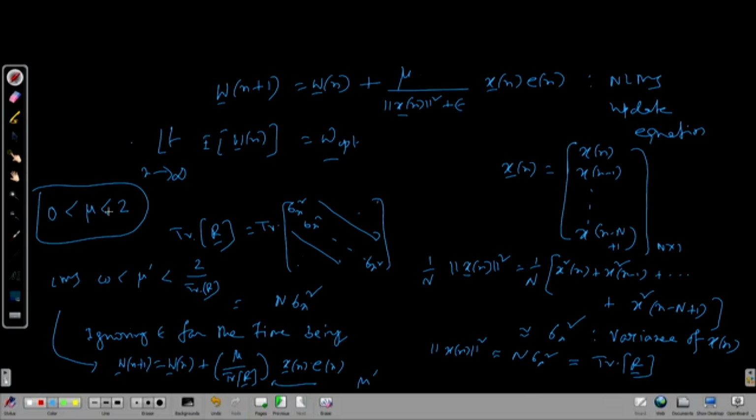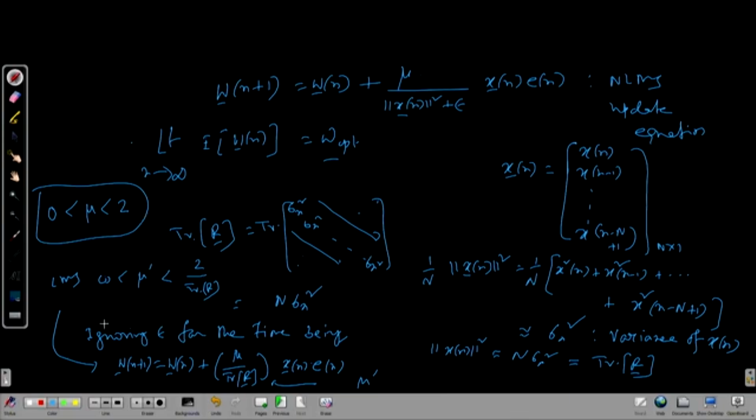because it turns out to be an LMS algorithm, especially when the length of this vector, capital N, is large, this is a very good average. So, it is a good estimate of the variance. So, this relation holds good, norm square of x n is the same as trace R, and this turns out to be LMS. And from LMS convergence we can say this.